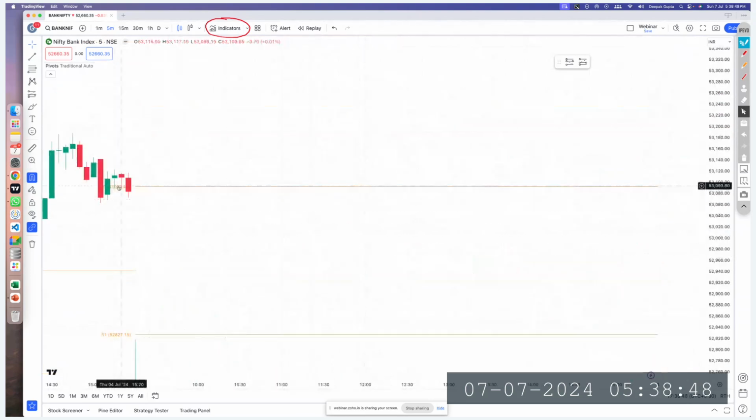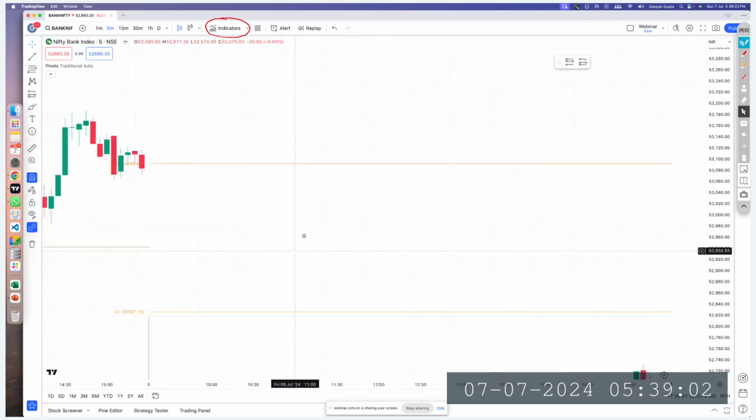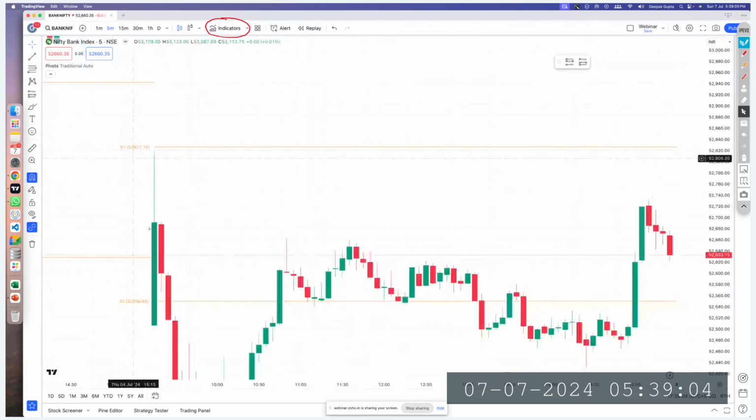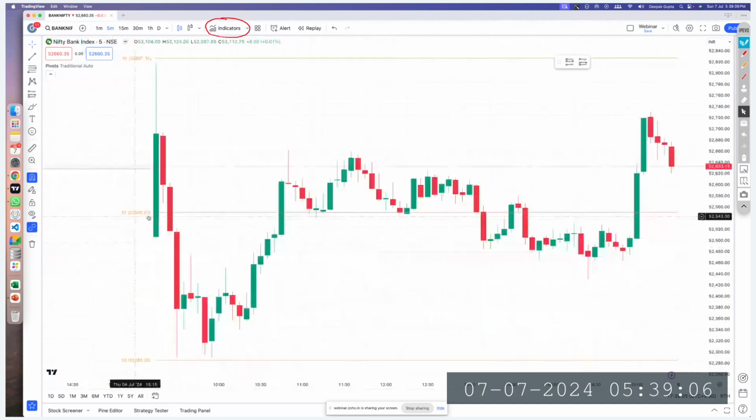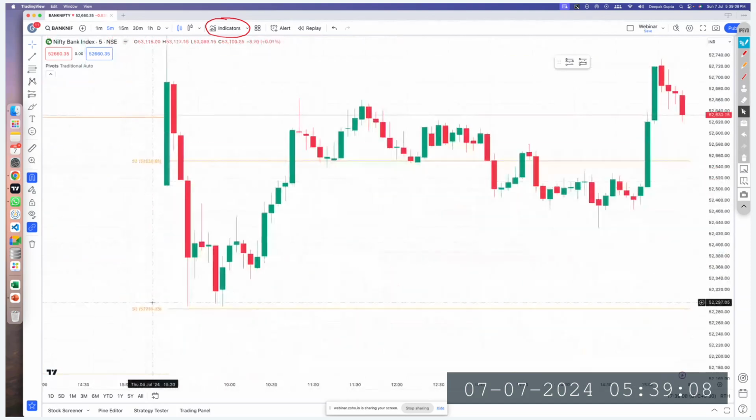From the pivot, which is nothing but an average of the candles, then based on some mathematical calculation, you have the support. So there are multiple levels of support.